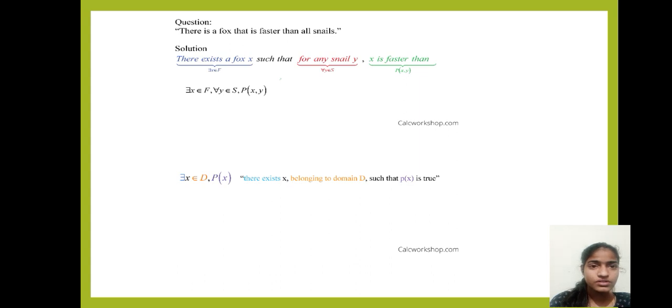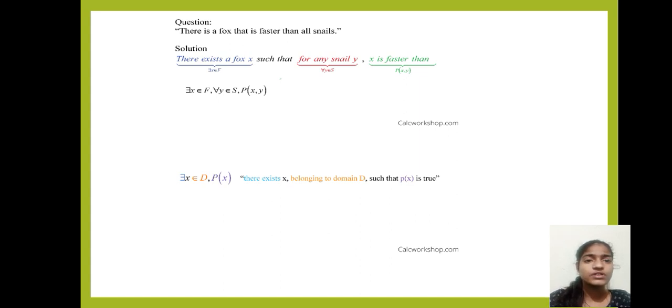We are comparing the foxes with the snails. There exists a fox, there may be some fox. There exists a fox such that for any snail y. Here, the statement given says there is a fox that is faster than all snails, which makes it a universal quantifier. If it is a universal quantifier, we should use for any, for all, right? So here we are using for any snail y, x is faster than y. So there is one fox that is faster than all snails.